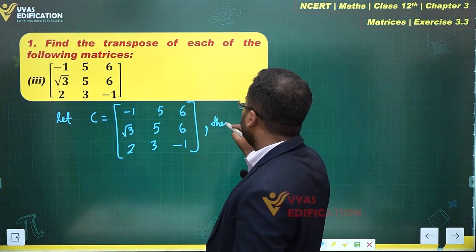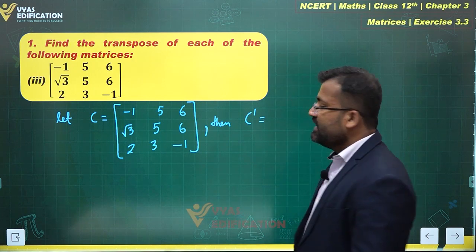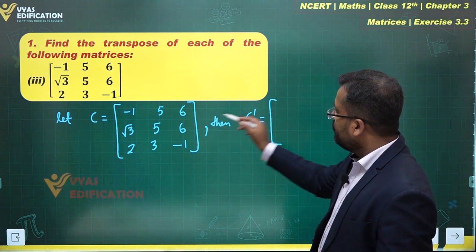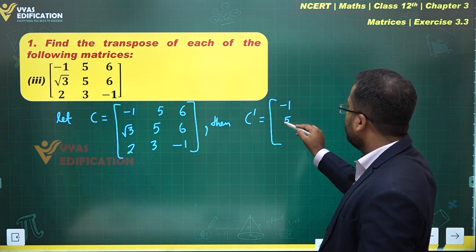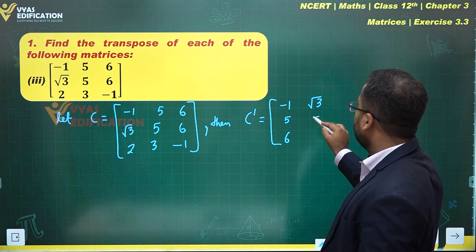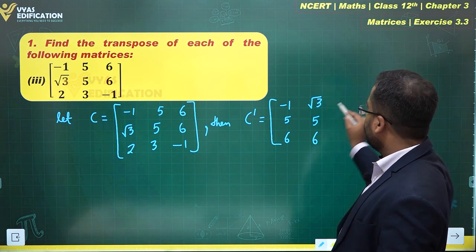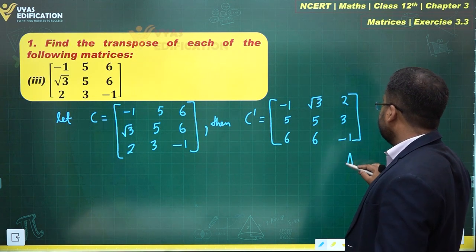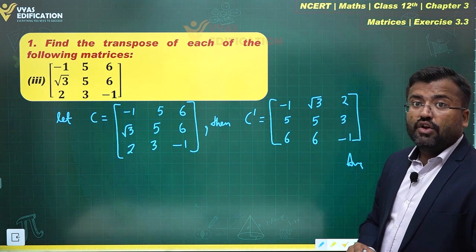Then C transpose is obtained by interchanging the rows and columns. The first row becomes the first column. The second row becomes the second column. The third row becomes the third column. And this is my answer for this question over here.